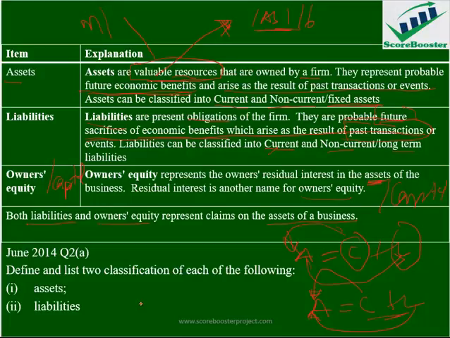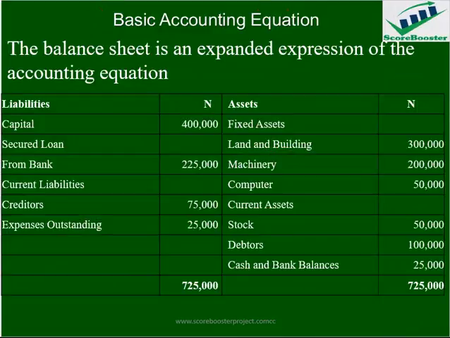Now, in June 2014, the examiner, that's the WAEC examiner, asked us to define and list two classifications of each of the following: asset and liability. I believe by now you should get your full marks from there. Now, the next thing we need to do, let's quickly look at this. Let's put this accounting equation in a proper perspective.